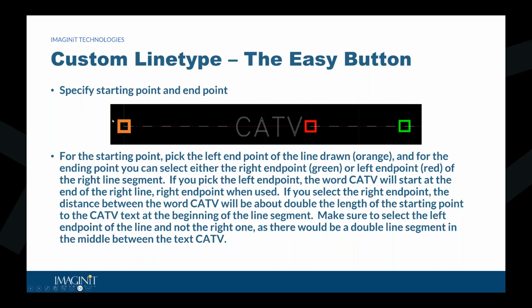Then we pick a start point, and then we determine an end point. So for the starting point, you always want to click the left end point right here of the line drawn. And for the ending point, you could select either the right end point here and include the word CATV, and it will start basically that. If you pick this green end point, what it will do is create a double length of these, and then it will turn around where this segment begins and this segment ends. There will be a double line segment in there. So for line types with text, usually I pick this, and then I pick the starting point right here, right at the end of that text.